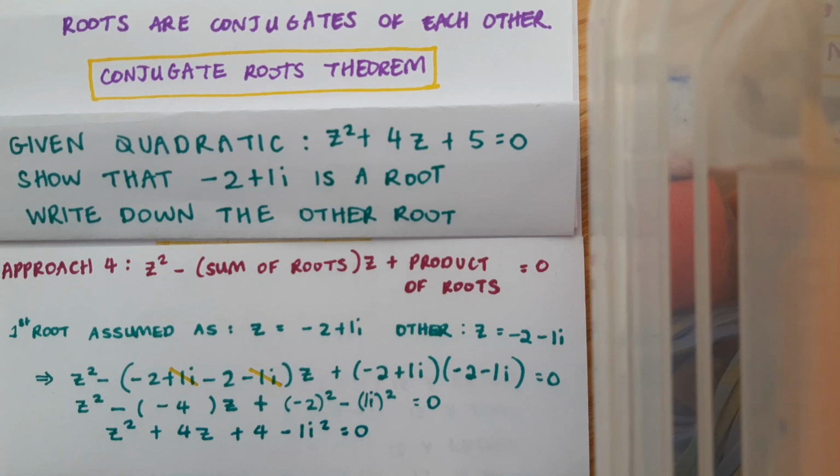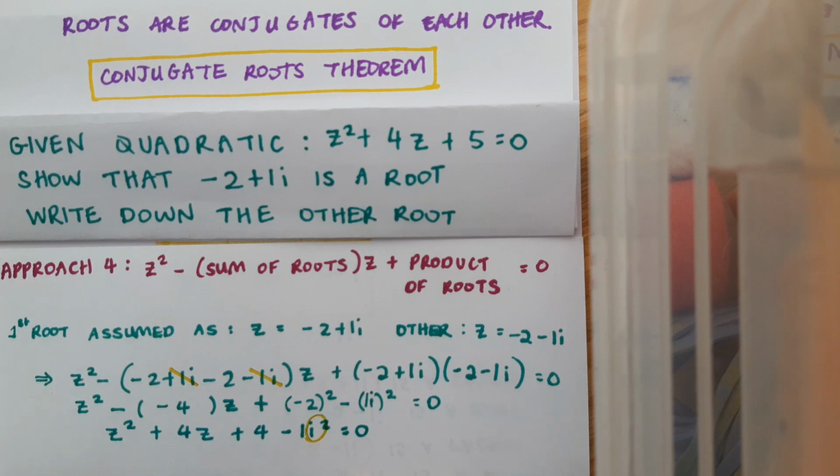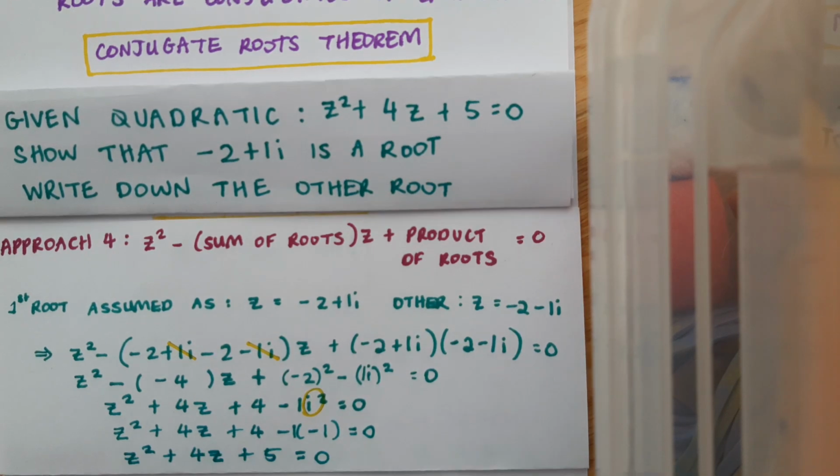And I'm almost there now. All I have to do is replace my i squared. And I can see at this point quite clearly it's going to end up giving me z squared plus 4z plus 5, which confirms the fact that z equals minus 2 plus 1i is a root.